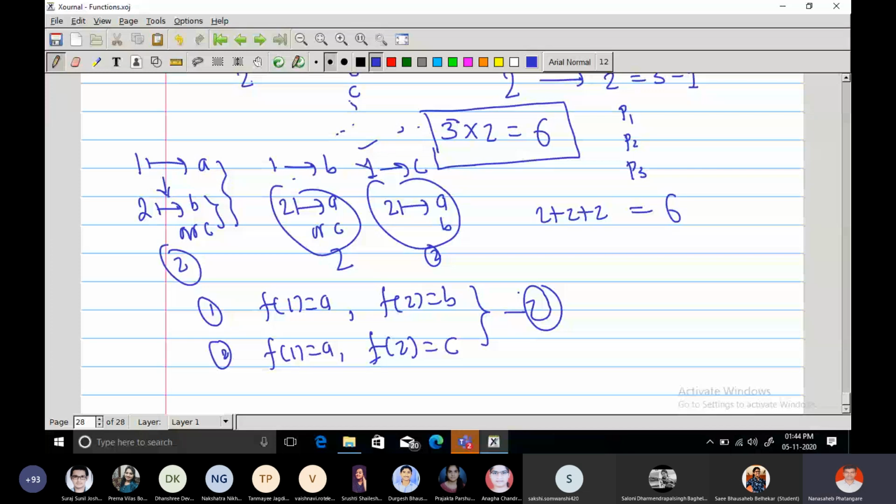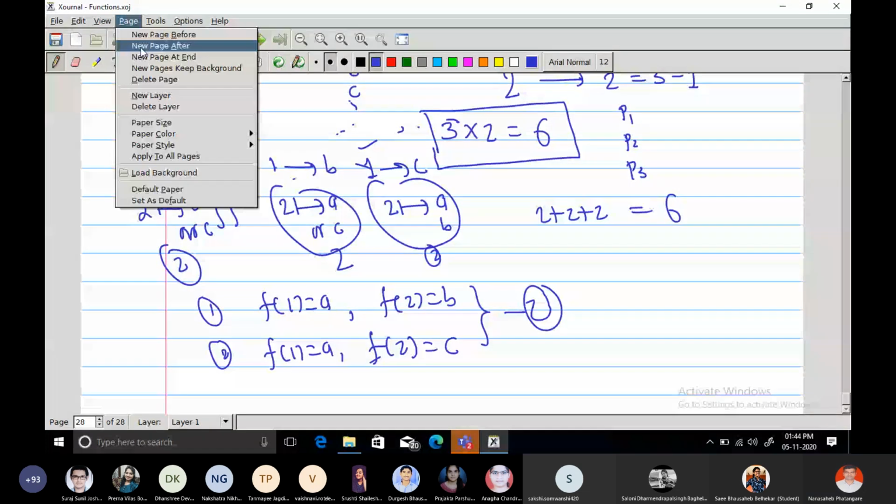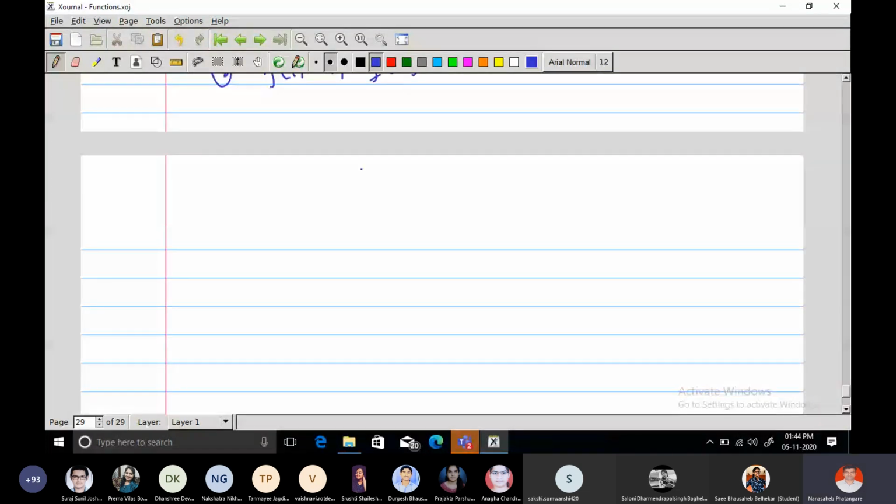So for every element, if you fix the image of one element, then what are the possibilities for the remaining elements? Right. So now I want to generalize this in some sense. Can we generalize this? Okay, let us consider another example. A is equal to {1, 2}, and B is equal to {A, B, C, D}. Then how many 1-1 functions are there?